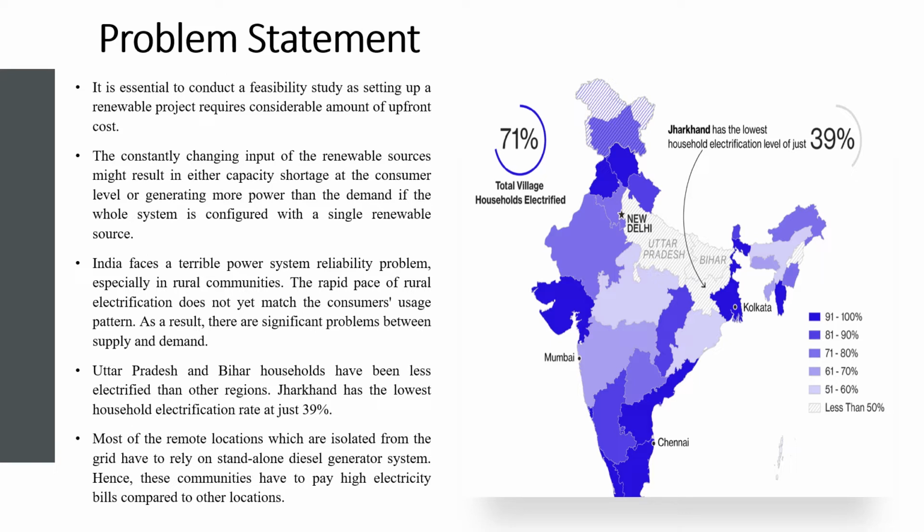And another thing is that most of the remote locations which are isolated from the grid have to rely on standalone diesel generator systems. So for this diesel generator system, the consumer has to pay a high electricity bill because the government does not provide any kind of subsidies to them.